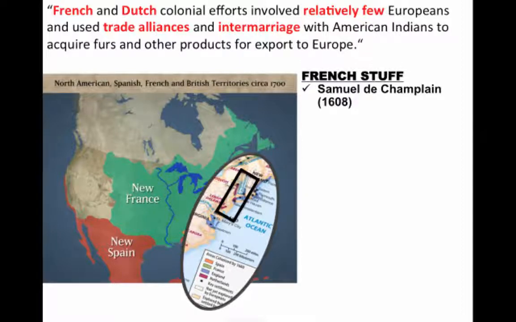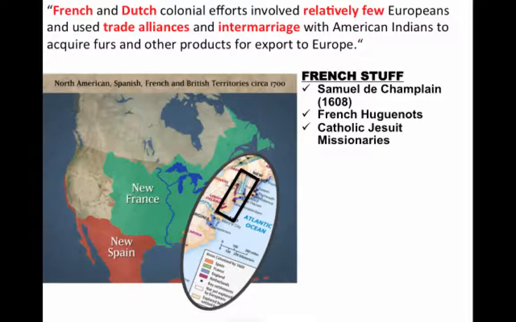Samuel de Champlain, the father of New France, in 1608 establishes Quebec. You have the French Huguenots and Catholic Jesuit missionaries who are coming over, very often trying to convert native people. You have the fur trading economy, especially beaver fur, and as a result you have a very close relationship with the natives, the Huron Alliance, for instance, or the Algonquin people.